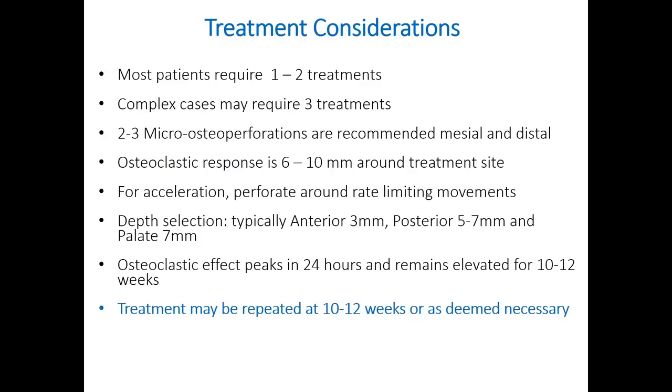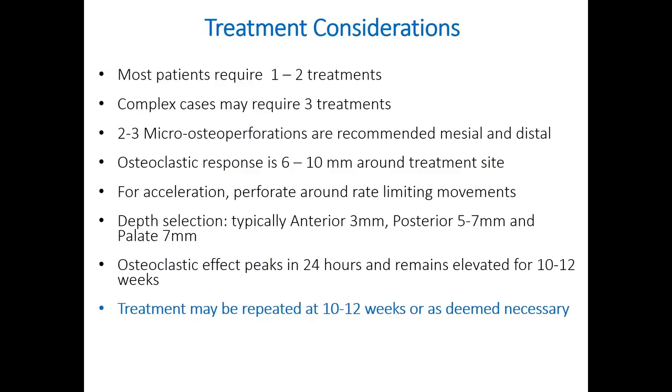Now, the osteoclast response will be measured anywhere from 6 to 10 millimeters. So when you're performing, let's say, micro-osteoperforation between teeth 5 and 6, in the upper right quadrant, 5 and 6 is our premolar and canine site. If we performed micro-osteoperforation there, 6 to 10 millimeters is one to two teeth, or mesial and distal. So you have a response that's registered past the one single tooth.